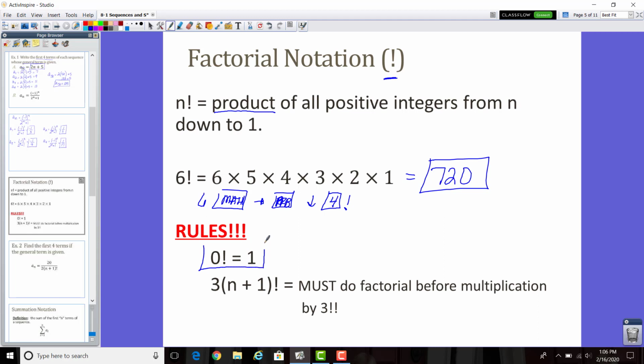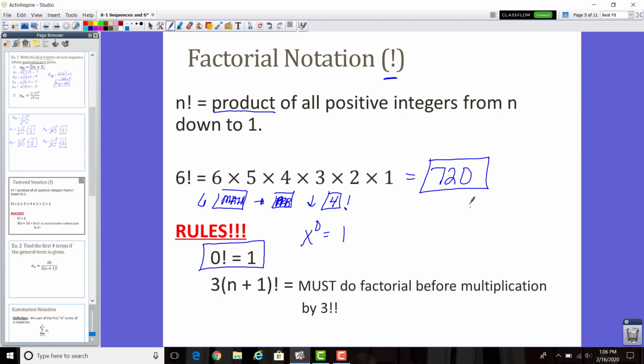Factorial notation does have some rules. The first one is that the value of 0 factorial is equal to 1. It's kind of similar to 0 as an exponent. Any base to a 0 exponent is 1. Same thing here. Anytime you're working with a quantity of 0 that is being factorial, that quantity would be 1.